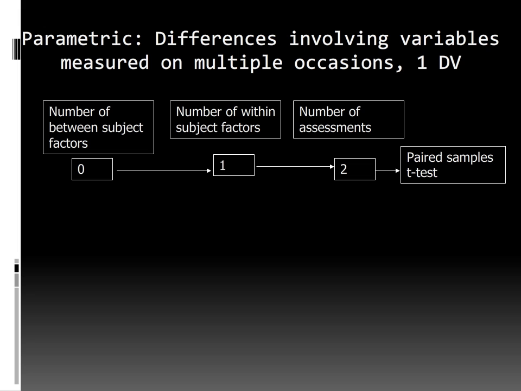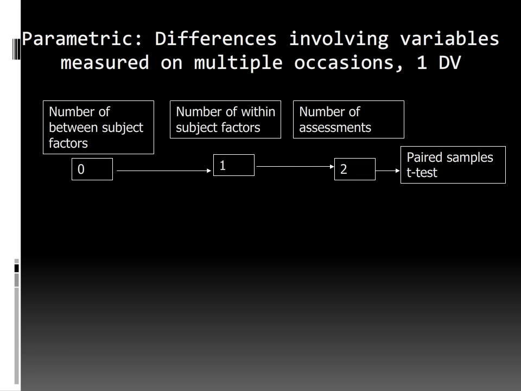We will now go over the parametric tests for differences involving variables measured on multiple occasions, but only one dependent variable. If you have 0 between subject factors and 1 within subject factor that is measured 2 times, the most appropriate statistical test is a paired samples t-test. An example of a research question where a paired samples t-test would be most appropriate is as follows. Does squat performance improve from before to after a strength training program?